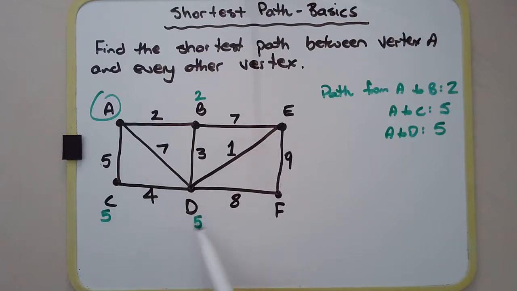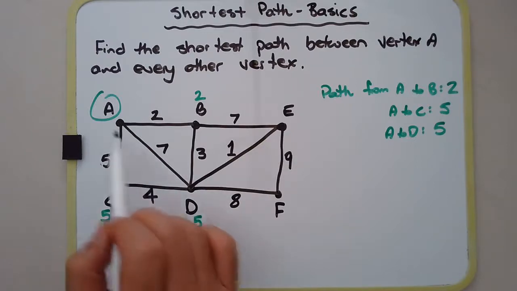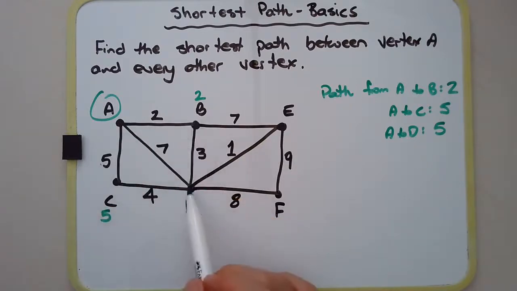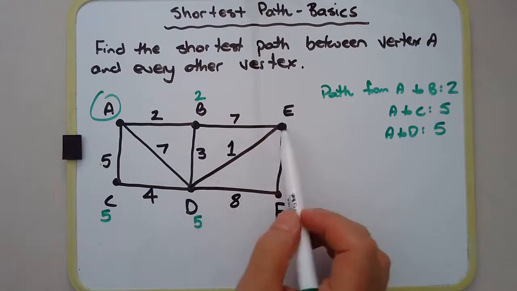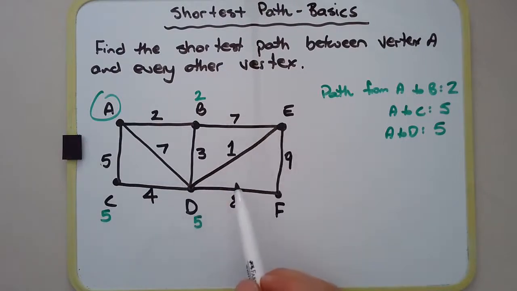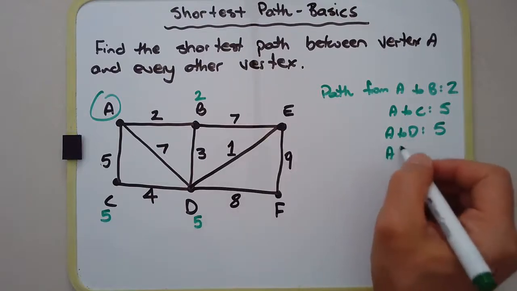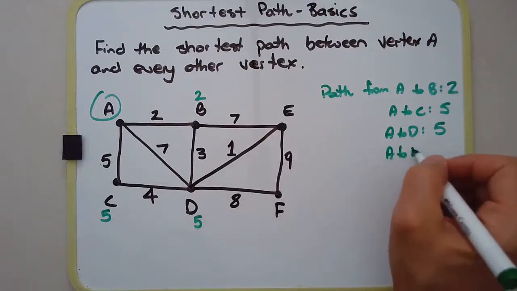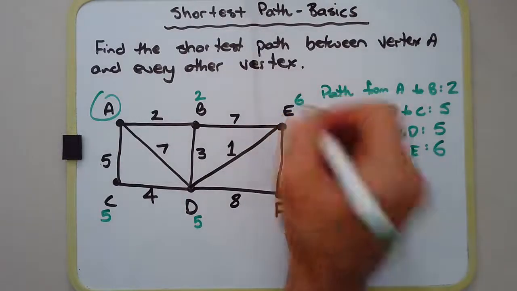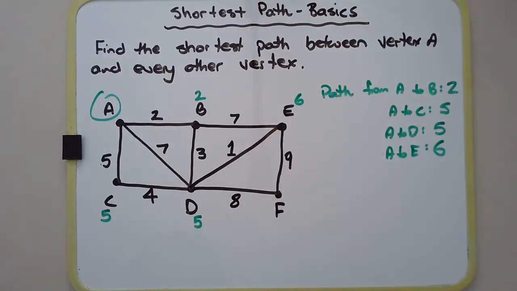So we can use what we've calculated before to help us find the shortest path to that vertex. It takes 5 units, or a cost of 5, to get to D via B, A, B, D. Add another 1 to it. It's the lowest weight edge there. So 5 plus 1 is 6. So A to E, the cost there is 6.